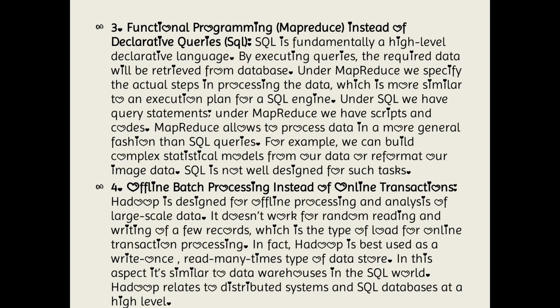So first one is scale out instead of scale up. Second one, key value pairs instead of relational data tables. Third one is functional programming, that means map reduce instead of declarative queries. Fourth one is offline batch processing instead of online transactions.